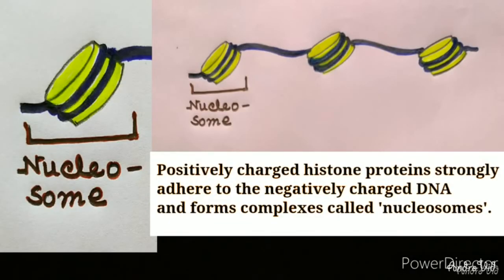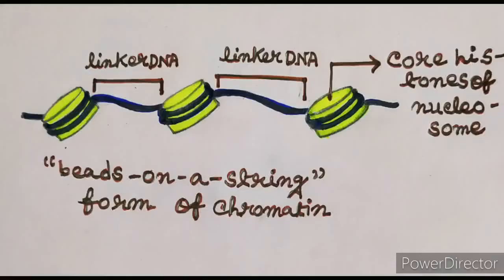Histones are positively charged and DNA is negatively charged. So the histone proteins bind with the DNA appropriately. The positively charged histone proteins strongly adhere to negatively charged DNA and form complexes called nucleosomes, the basic structural units of chromatin in the eukaryotic cell. At this stage, can we see the chromatin? Yes. At this stage, we can see the chromatin with the help of electron microscope.